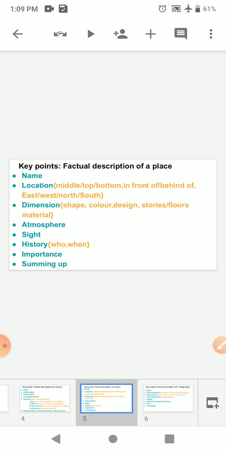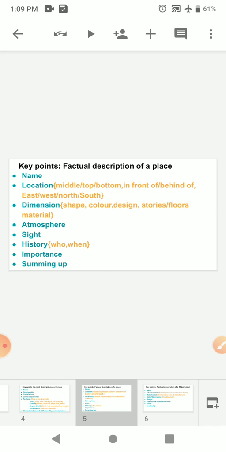And then you will talk whether it's in front of ABC, behind that famous building or something like that. Then you will talk about whether it is in the east, west, north or south. Then you will talk about dimension, that means shape, color, design, stories, the floors, and the material it is built of. Then you will talk about the atmosphere near the place. And you will talk about sites where there are different views in front of that place, and those views are very beautiful, like that.